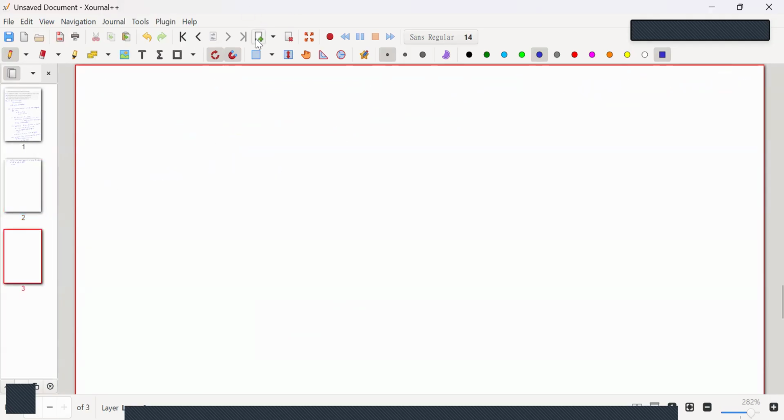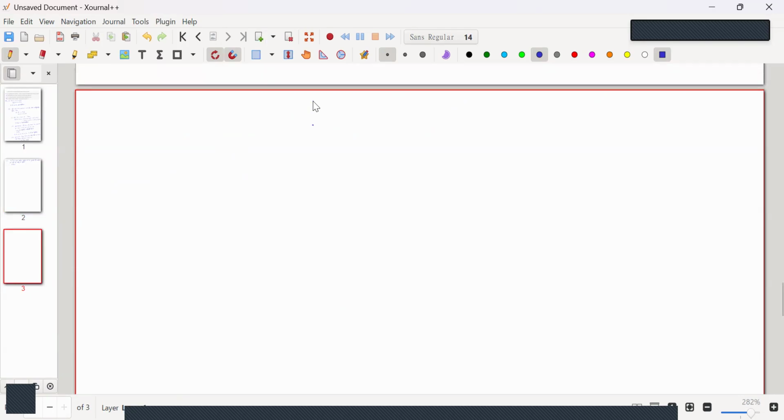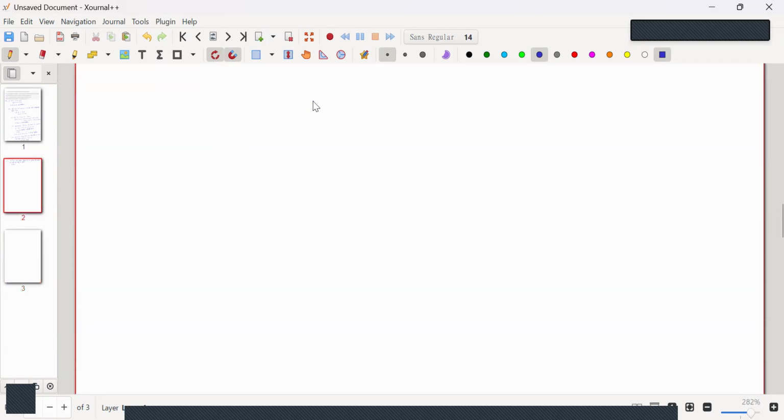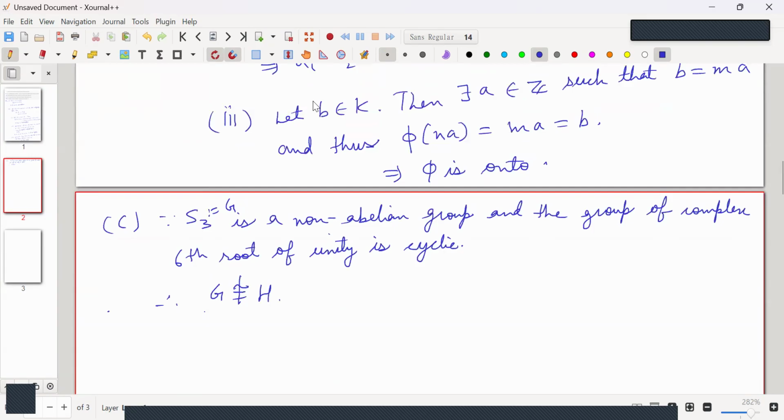Brenda, you were saying something. What's the reason? So G is uncountable, but H is countable. So there can't be any bijection. That's also true. What if we want to say something more group theoretic? That is also correct.